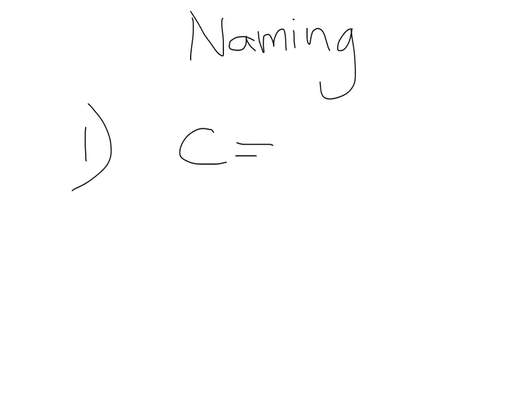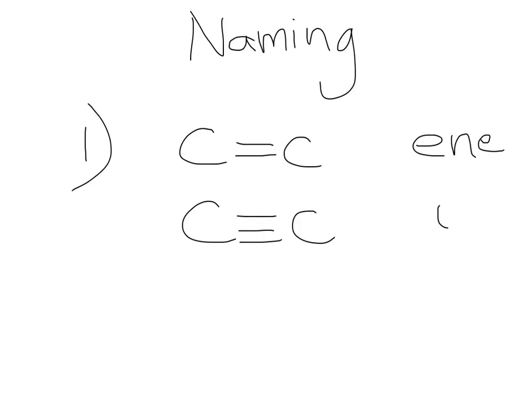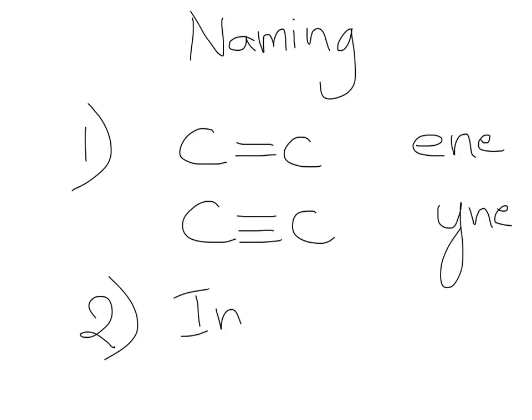Now let's talk about naming alkenes and alkynes. Two important features of their names: an alkene has the suffix "ene" at the end of the name, and an alkyne has the suffix "yne." Second, they both have an index number, a number that tells us the position of the double bond or the triple bond. Having this in mind, the first step is to name the parent compound.